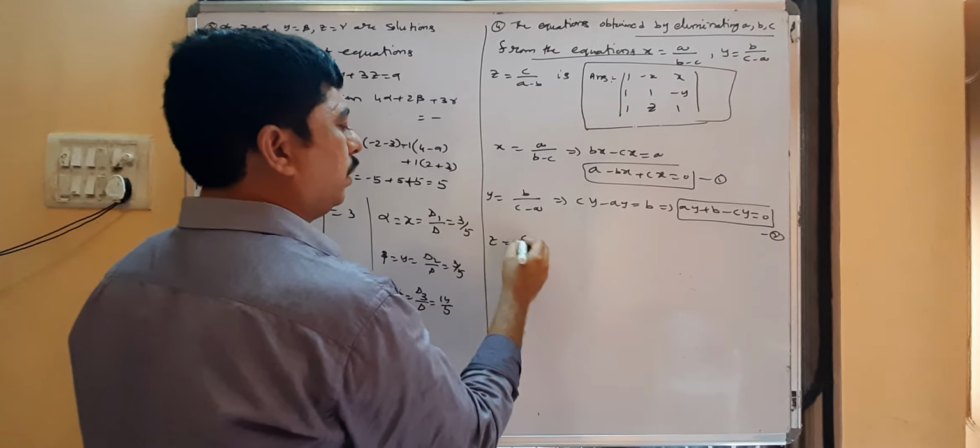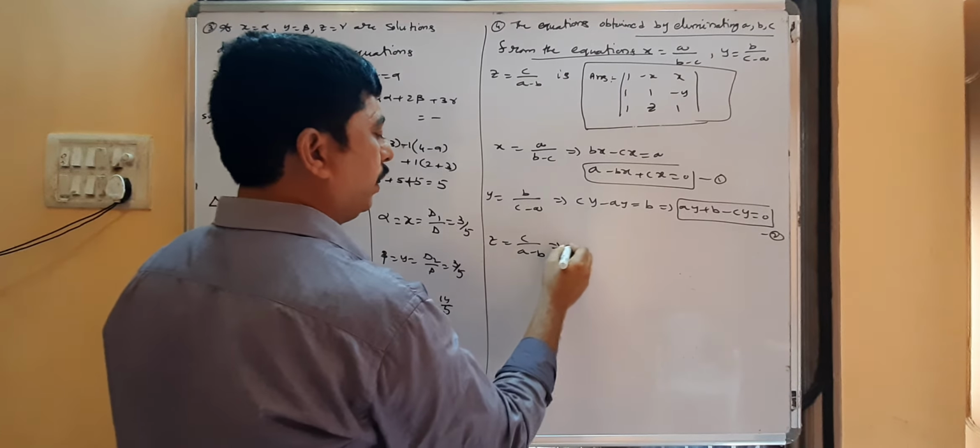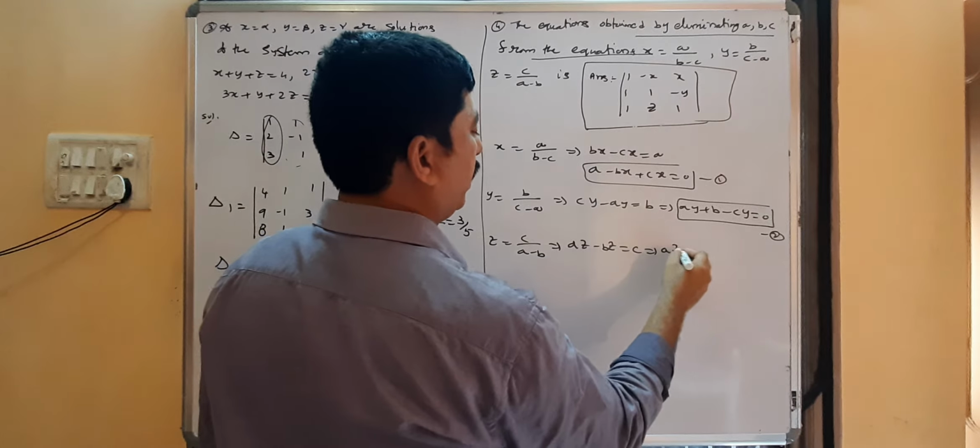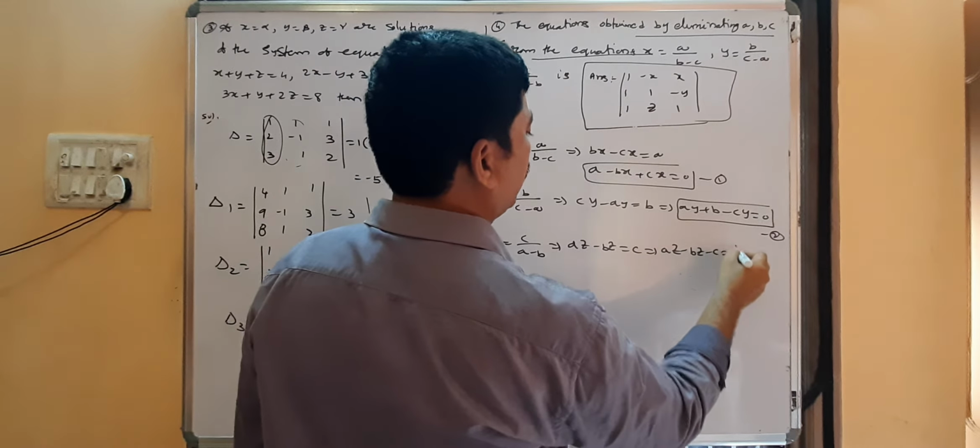z equal to c by a minus b. Cross multiplication: az minus bz equal to c. That is, az minus bz minus c equal to 0. This is the third one.